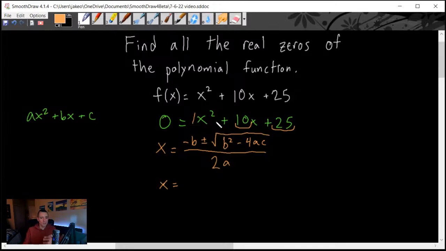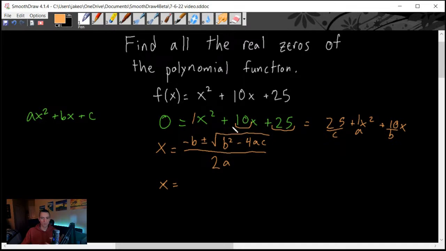So if these three terms were in a different order, like let's say we had 25 plus x squared plus 10x, you want to be careful here because you still would treat 1 as your a, 10 as your b, and 25 as your c. So it's not important what order they are in the equation. What's important is what coefficient goes with the x squared, the x, and then the constant number all by itself. So that's really all it comes down to.